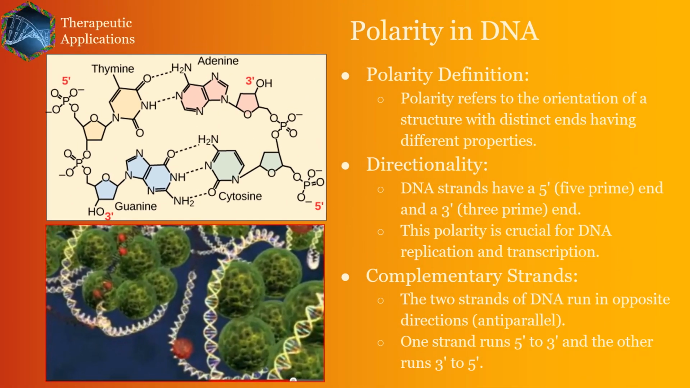Polarity in DNA. Polarity refers to the orientation of a structure that has distinct ends with different properties. In the case of DNA, this concept is seen in the directionality of its strands. Each DNA strand has a 5' end and a 3' end, and this polarity is absolutely crucial for processes like DNA replication and transcription. Additionally, the two strands of DNA are antiparallel, meaning they run in opposite directions. One strand runs 5' to 3', while the other runs 3' to 5'. This complementary arrangement is fundamental to the way DNA functions and replicates.